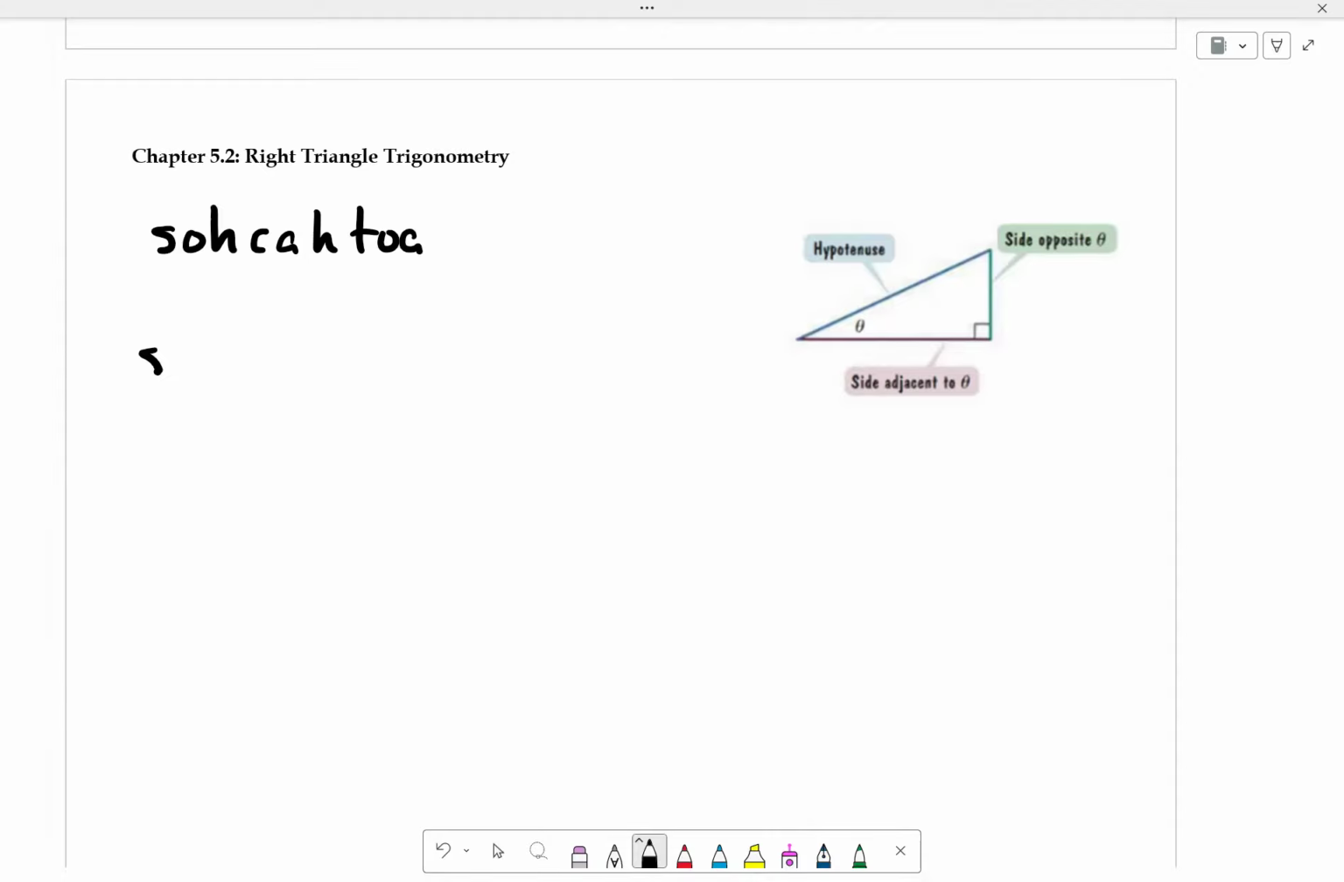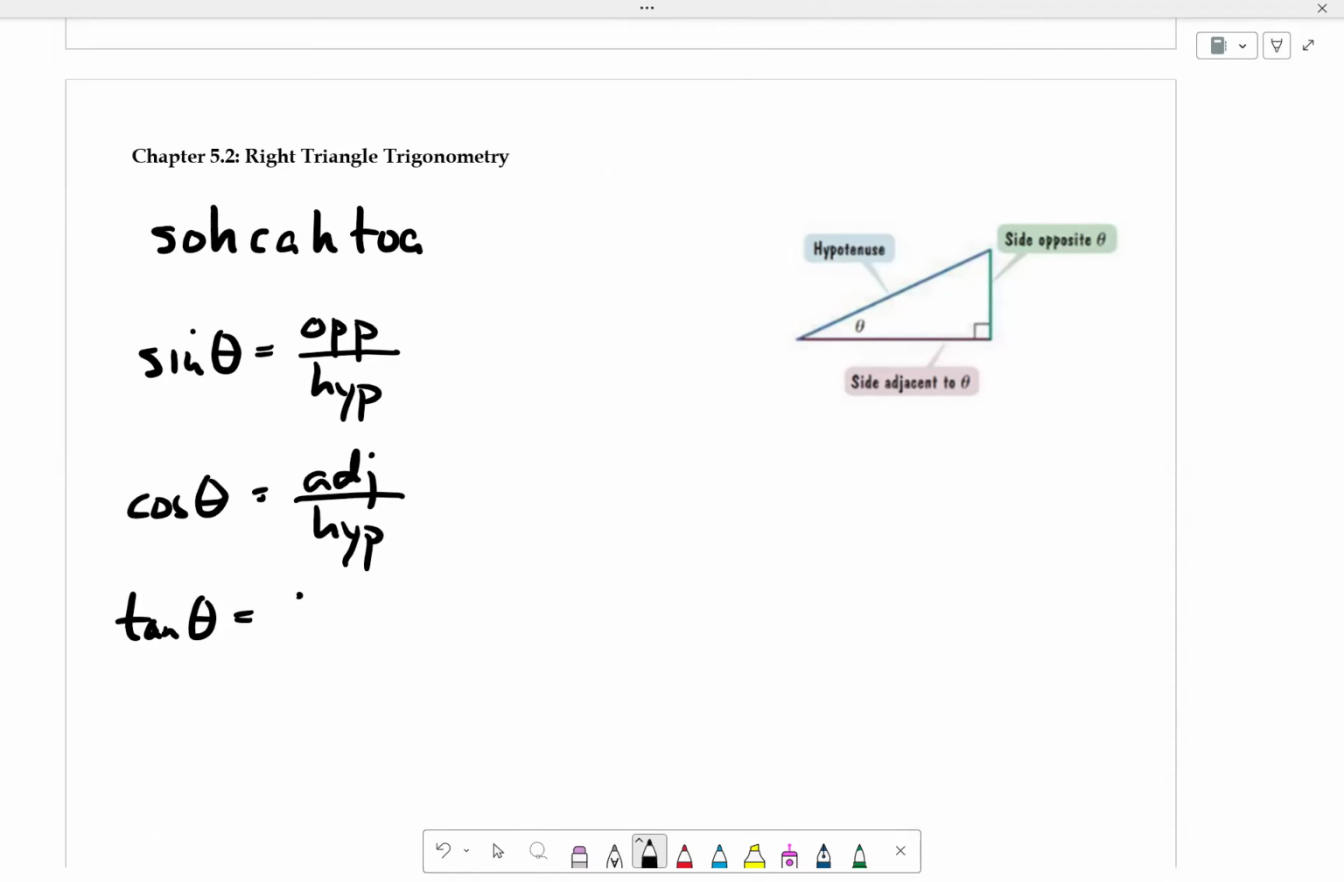So from here we have that sine of theta is equal to opposite over hypotenuse. We have cosine of theta is equal to adjacent over hypotenuse. And we have that tangent of theta is equal to opposite over adjacent.